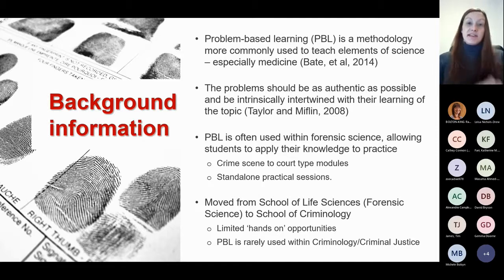Previously I worked within the School of Life Sciences, looking at forensic science at Anglia Ruskin University, but a couple of years ago I moved to the University of Leicester, and I'm now situated within the School of Criminology. So I've jumped institutions, but also almost fields. I've gone from a science field to more of a social science field.